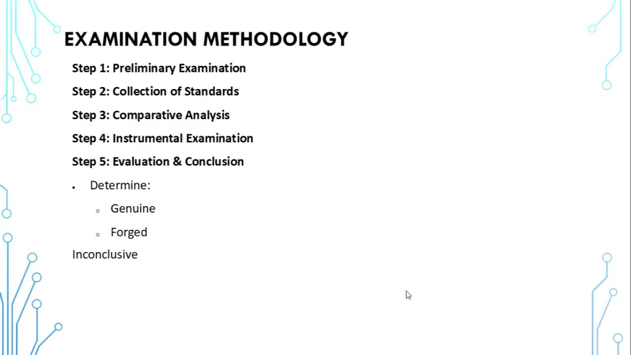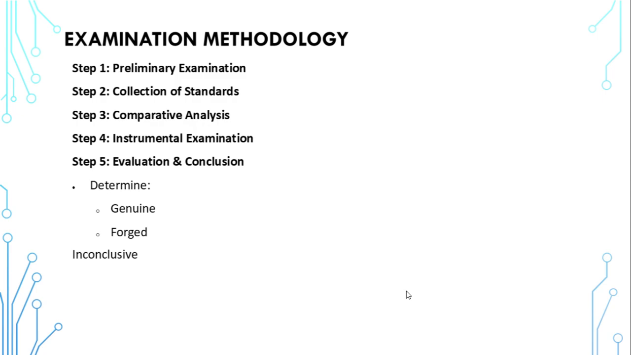Examination methodology. A systematic approach is essential in signature analysis. There are about 3 steps that we're supposed to take while examining a questioned signature. The first step is preliminary examination. Under this, you do visual inspection, using unaided and also magnified equipment.